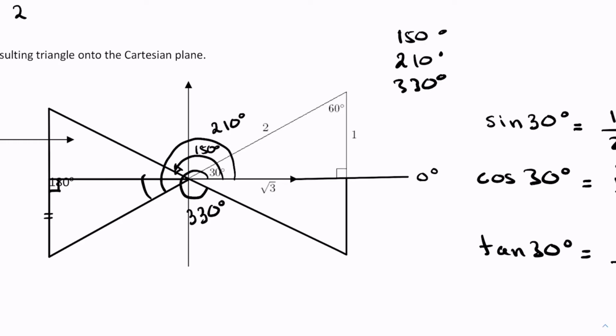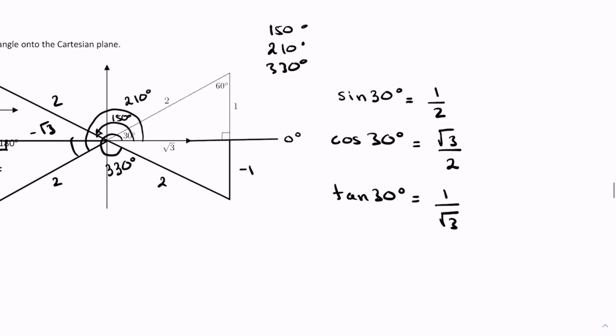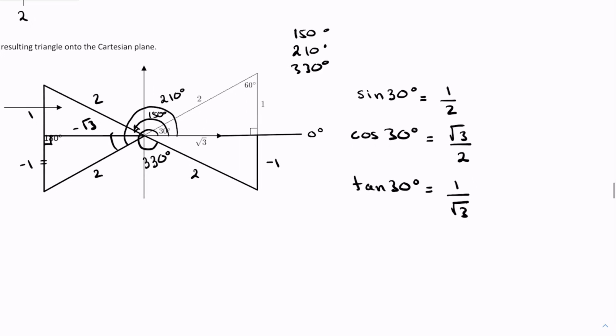So using the measurements, but depending on which quadrant they're in, making them positive or negative accordingly, we can calculate the values of 150, 210, and 330. Here's what I mean. The hypotenuse is 2 here, 2 here, and 2 here. In quadrant 4, I'm going to have negative 1. Root 3 is going to be the same because it's the positive x-axis. Over here, I'm going to have negative 1, and negative root 3 over here, and here I'll have positive 1. I can basically calculate now the sine, cosine, and tangent of all these angles as well.